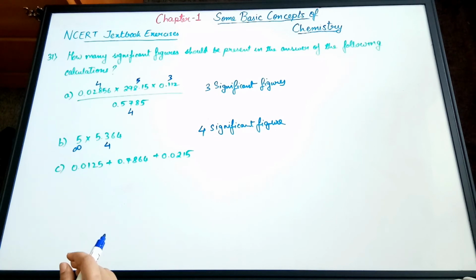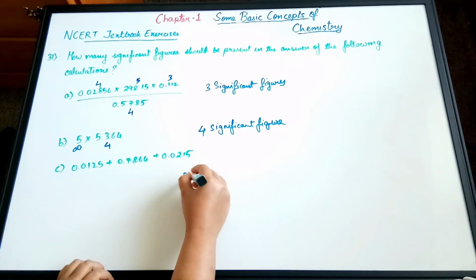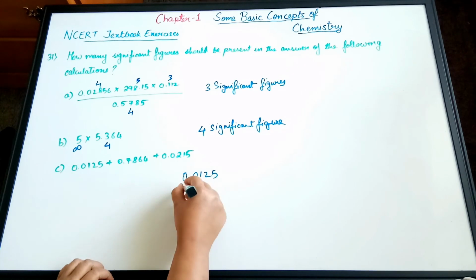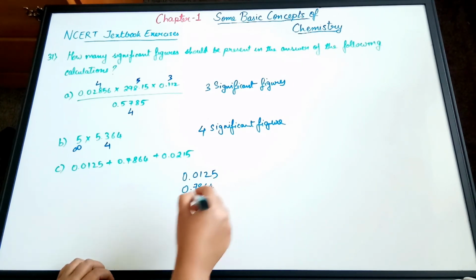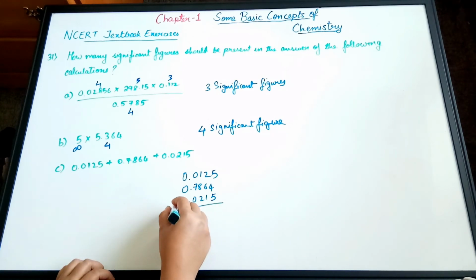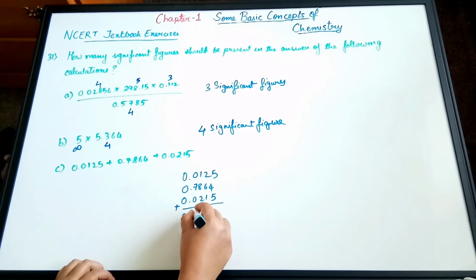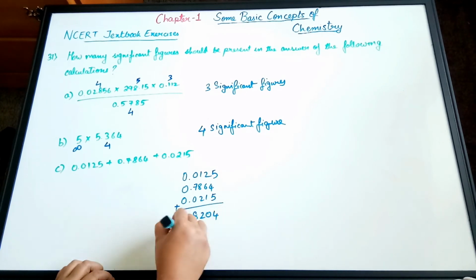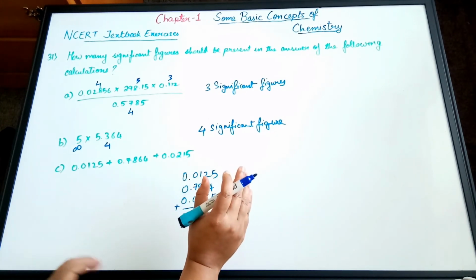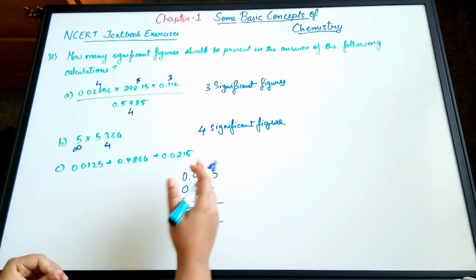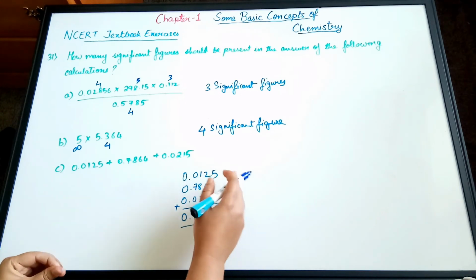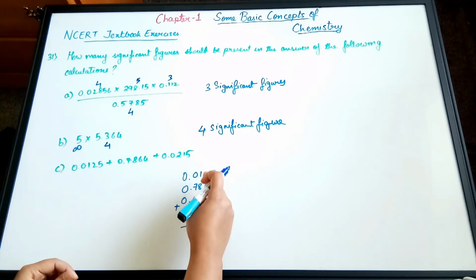Okay, so let's first calculate 0.0125 plus 0.7864 plus 0.0215. And when this is all added, it has 0.8204 as the answer. And according to addition for scientific notation, the number of significant figures, here we will consider the number of digits after the decimal point.